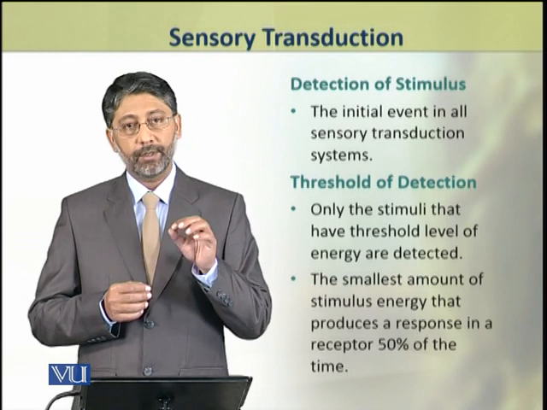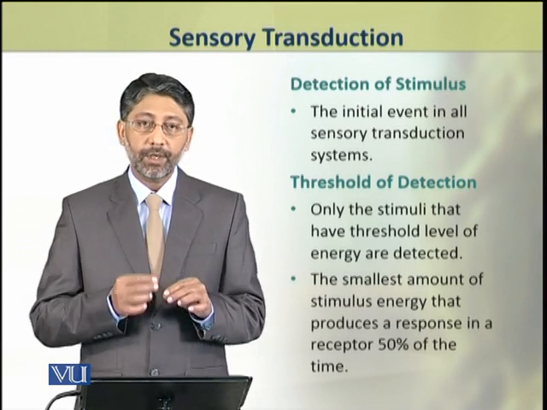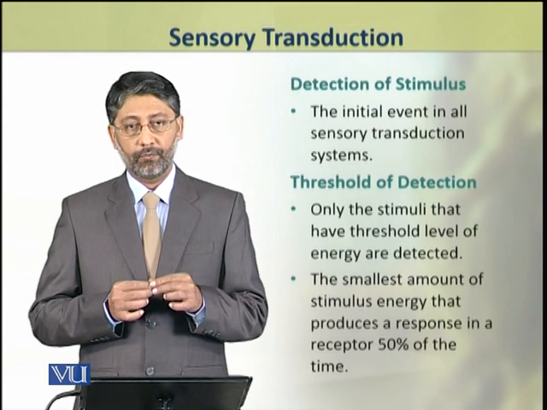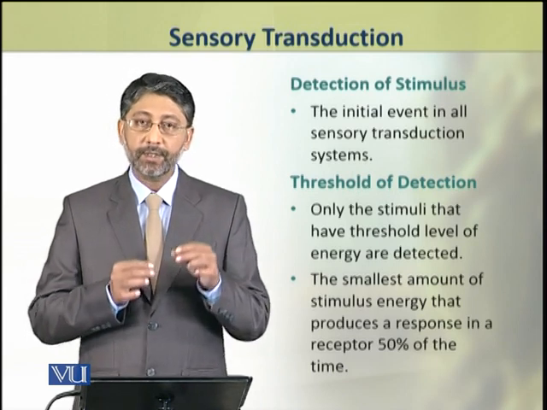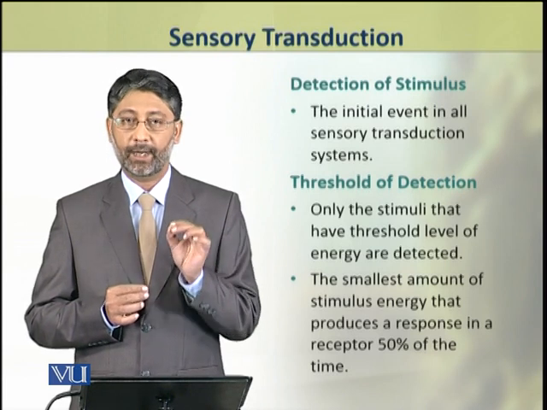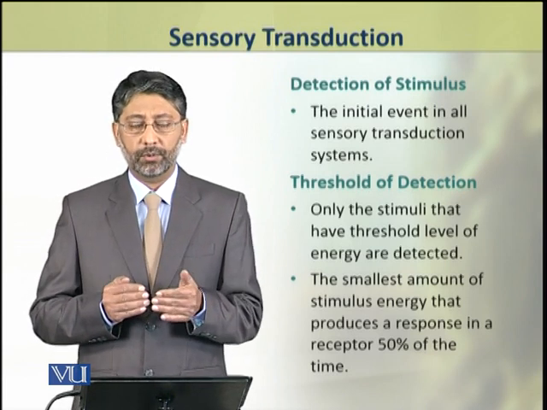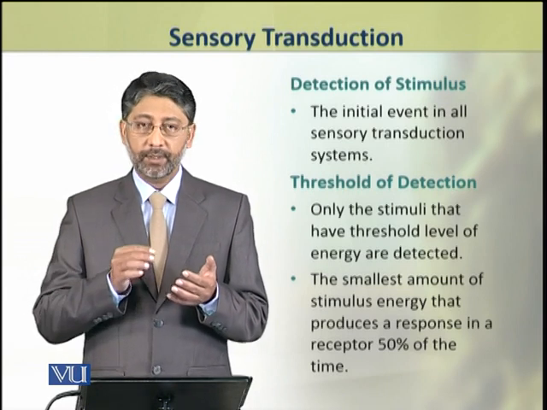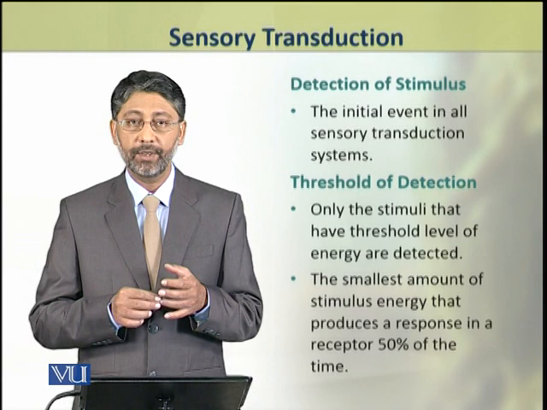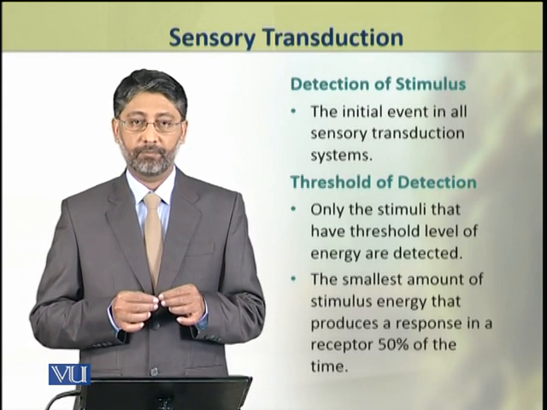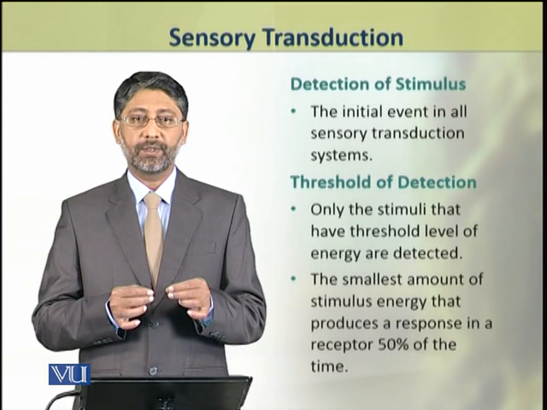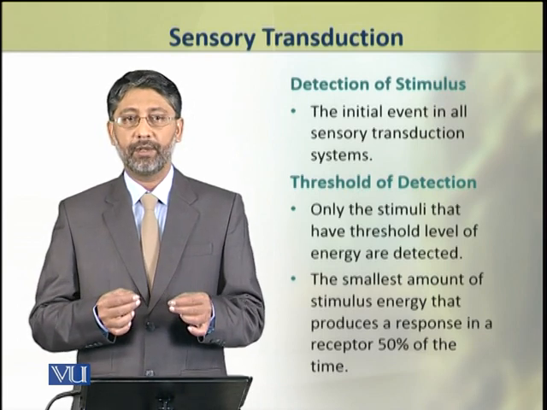First, we shall discuss the detection of stimulus, which is the initial event in all sensory transduction systems. As we have already discussed, only the stimuli that have a threshold level of energy are detectable. What is this threshold? Threshold is defined as the smallest amount of energy that can produce a response in the sensory cells 50% of the time. Yani aisa minimum level jo kabhi to detect ho aur kabhi detect na ho, 50% times agar wo detect ho jata hai, to that level is the threshold level.